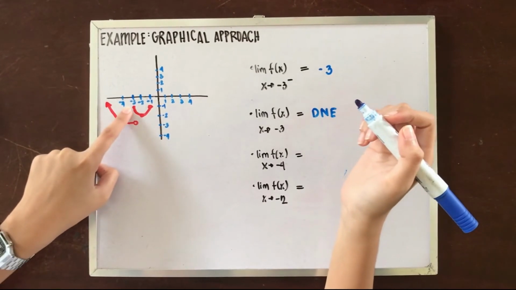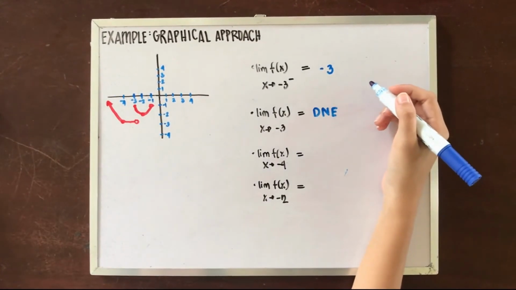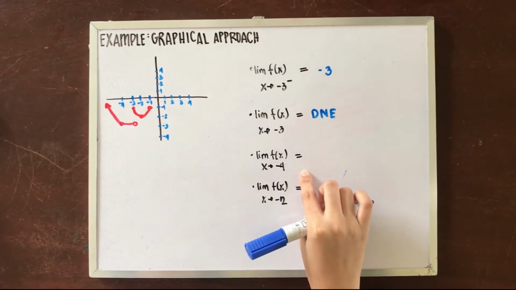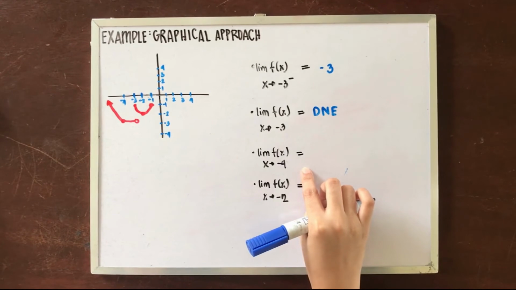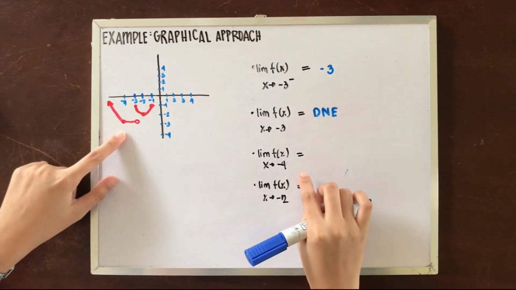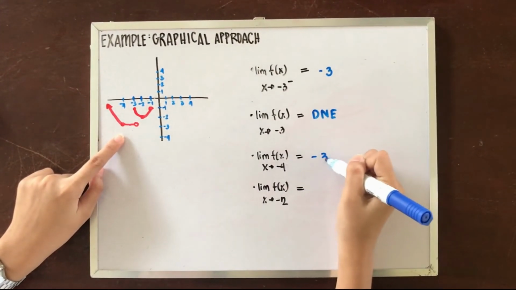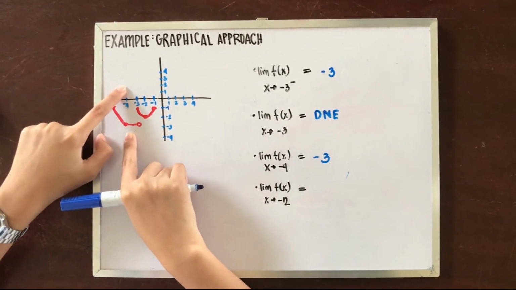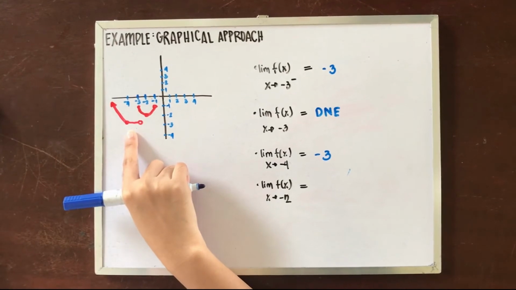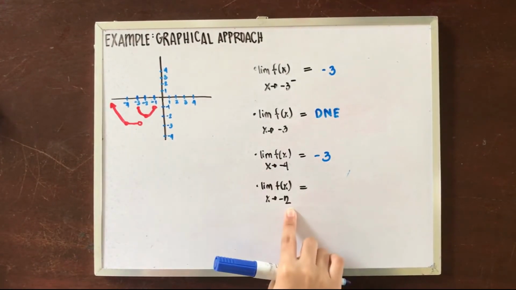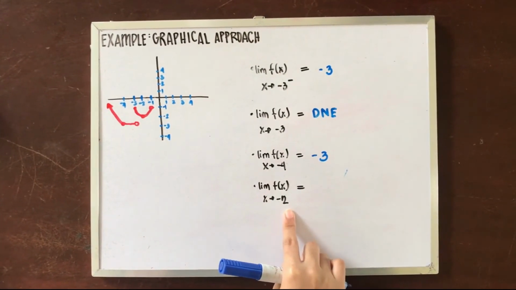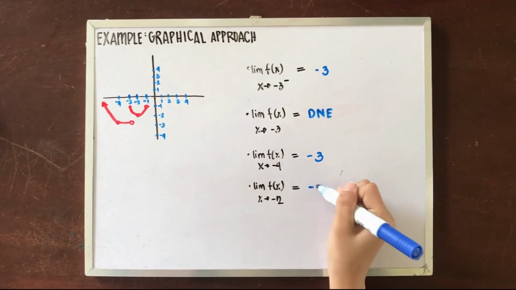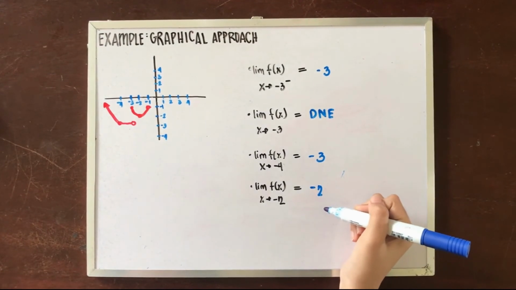Let's have another one. Let's look for the limit of f of x as x approaches negative 4 from both sides. Let's base it on this one. The answer would be negative 3 since it is the value on the y-axis that is adjacent to negative 4 on the x-axis. Now, let's look for the limit of f of x as x approaches negative 2 from both sides. Based on this one, the answer would be negative 2 since it is the value adjacent to negative 2 on the x-axis.